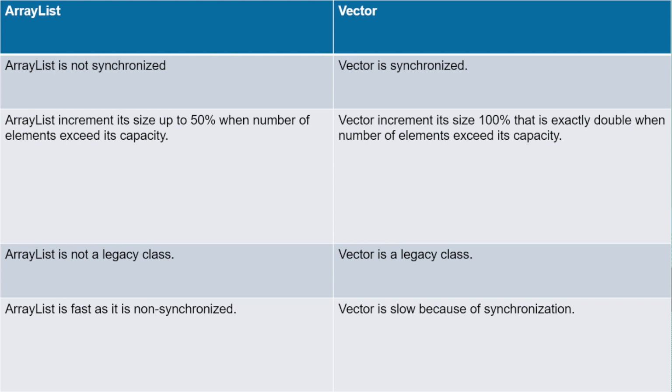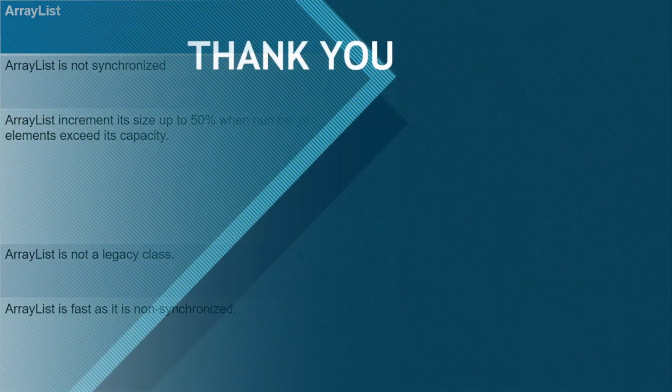But in Vector, the size will become double, that is 100%. So when the number of elements exceeds its capacity in Vector, the Vector increases its size by 100%, that is exactly double. ArrayList is not a legacy class, Vector is a legacy class. ArrayList is fast as it is non-synchronized, but Vector is slow because of synchronization, and we know what non-synchronization and synchronization are. So here we end our collection in Java part 2 video.